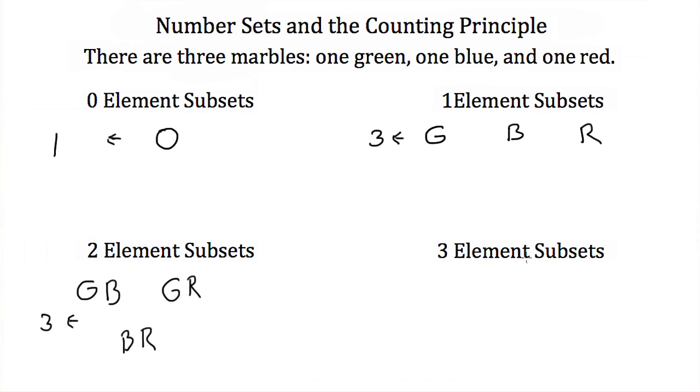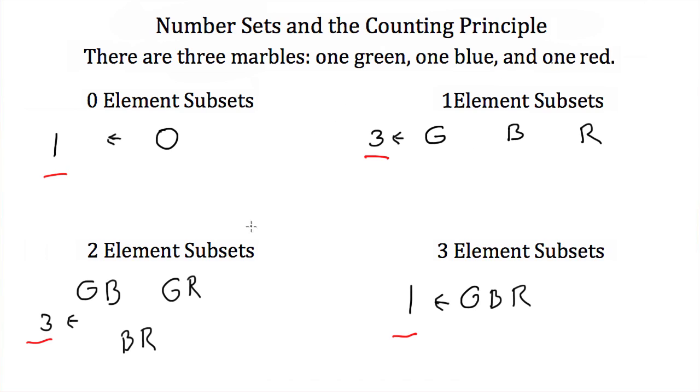Now if I want a 3-element subset, that means I'm going to choose every one of the marbles. I would have a green, a blue, and then a red one. So there is only one way to choose a 3-element subset out of 3 different elements. If we add up all of this, 1 plus 3 is 4, 3 plus 1 is 4, 4 and 4 would give us 8. So there are 8 different subsets for the choice of 3 marbles.